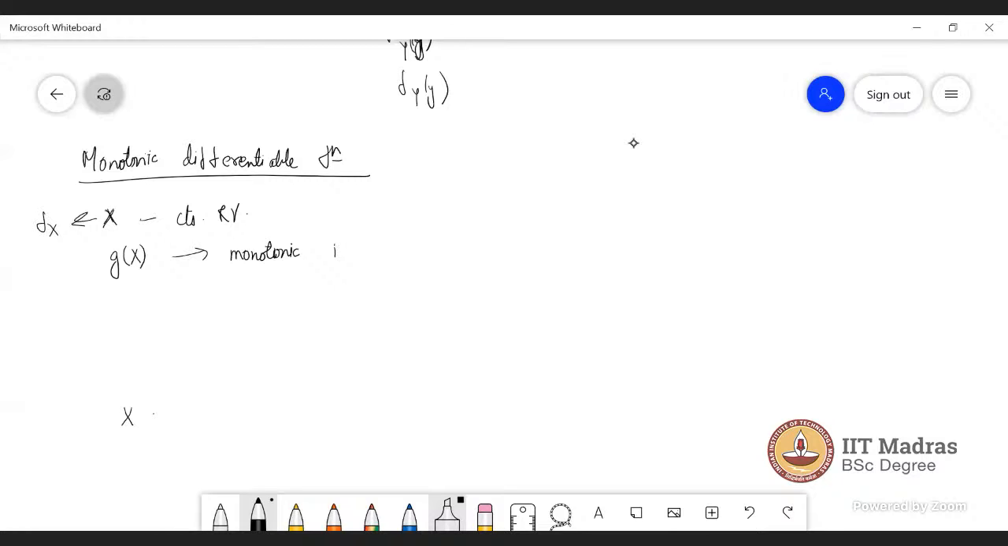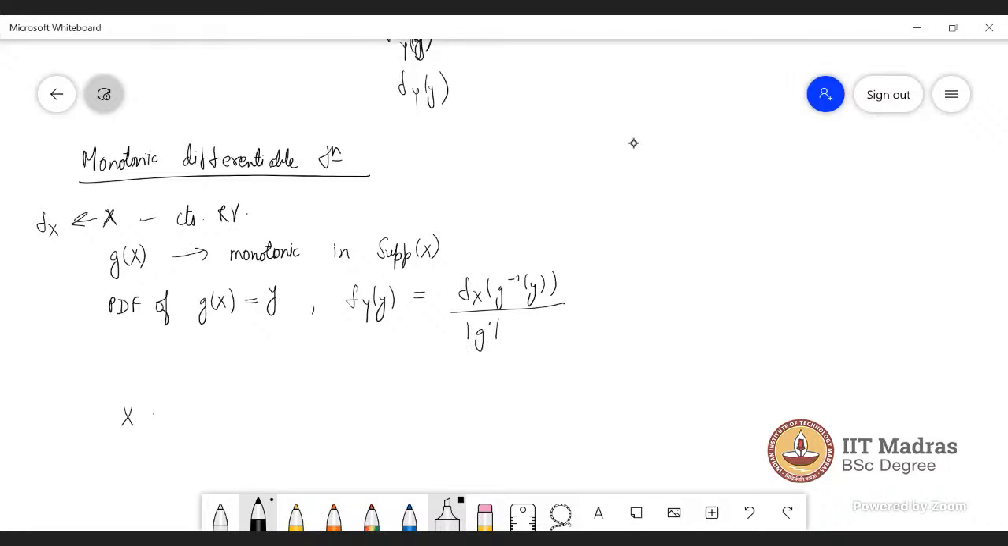Then in that case, the PDF of g(x), which you can also represent by another random variable y, can be given by fy(y) equals fx(g inverse of y) divided by the absolute value of g dash of g inverse of y. This formula works for finding the PDF only if g(x) is monotonic in the support of x.